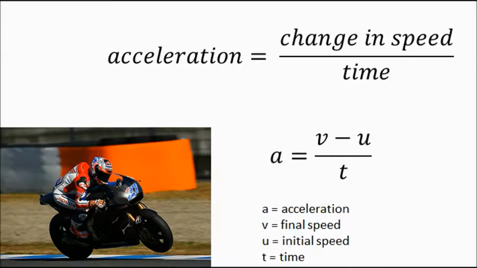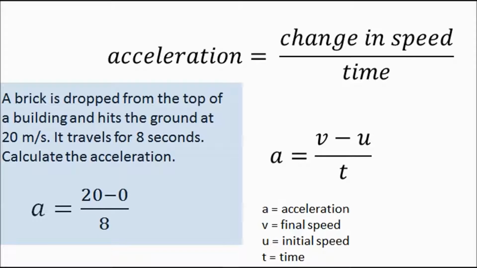So let's have a look at a question that uses this. A brick is dropped from the top of a building and hits the ground at 20 meters per second. It travels for 8 seconds. Calculate the acceleration. Right, okay, what do we know? That's the question you ask yourself in here. What do we know? Do we know v? Yes, we do. We know the final speed. It was 20 meters per second. That's the speed it was doing before it hit the ground. That must be its final speed, so v is 20.